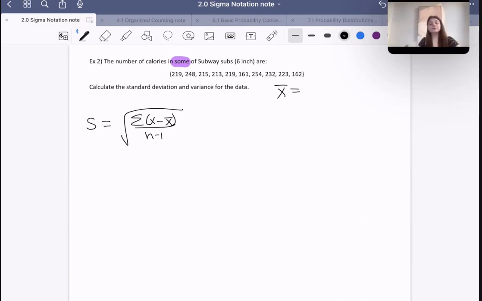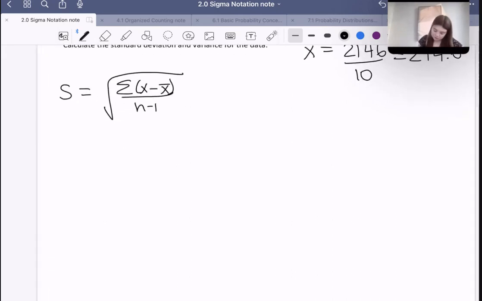Okay, so first of all, we need to find the sample mean. Keep in mind, these are 10 of the sandwiches, so we need to divide by 10 here. So we're going to get 2,146 divided by 10, which is 214.6. The average calories in one of these specific Subway sandwiches in this sample is 214.6 calories.